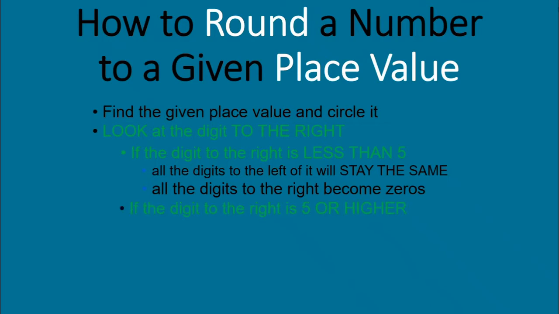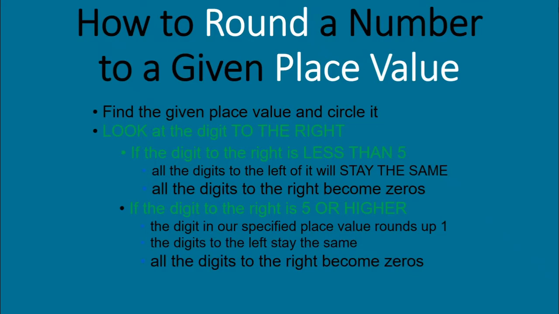But if that digit to the right is 5 or higher, that is including 5, the digit in our specified place value, that digit that we circled or highlighted, will round up 1. All the other digits to the left will stay the same, while all the digits to the right become zeros.